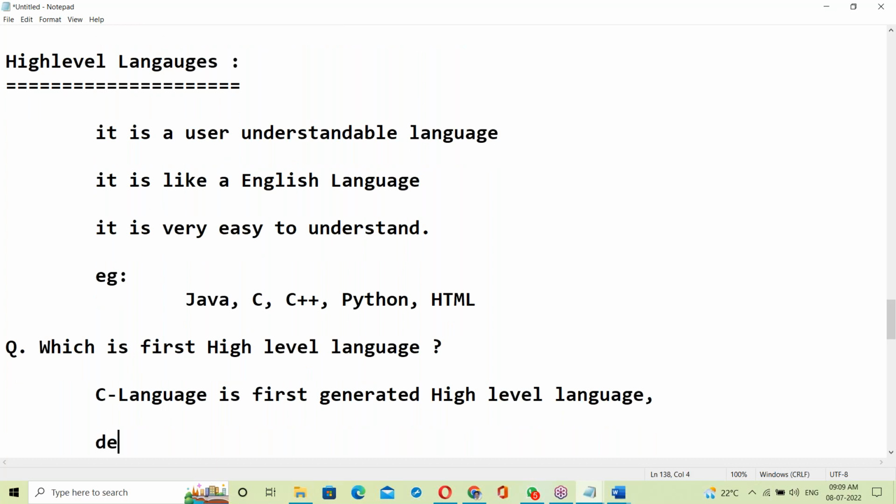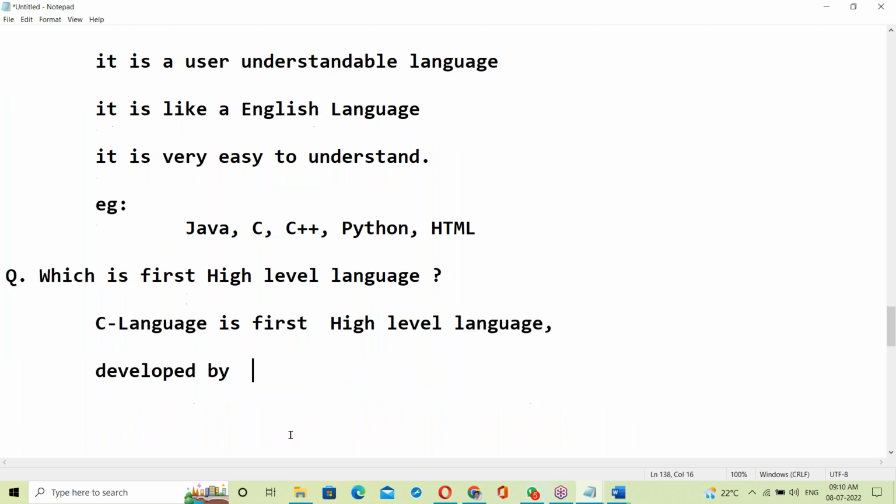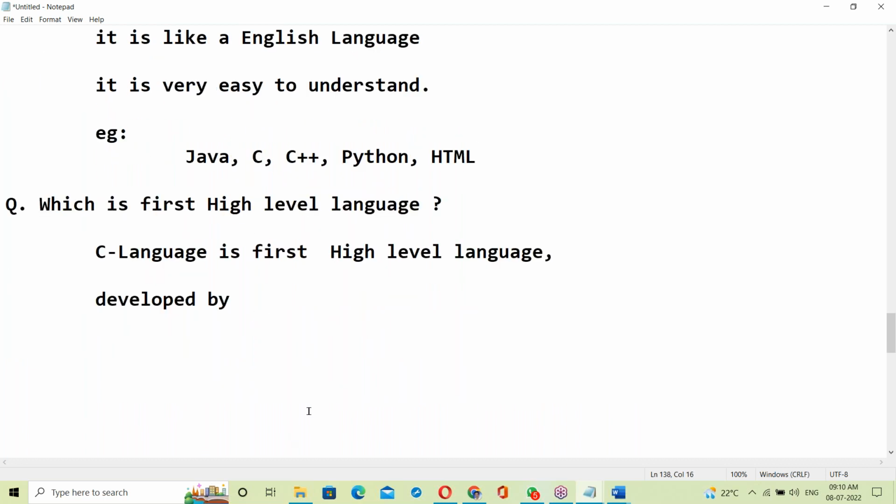The first high level language, C language, was developed by whom? Anyone have an idea? Who developed C language? By Dennis Ritchie. Dennis Ritchie developed this in the year 1972. C is the first high level language.